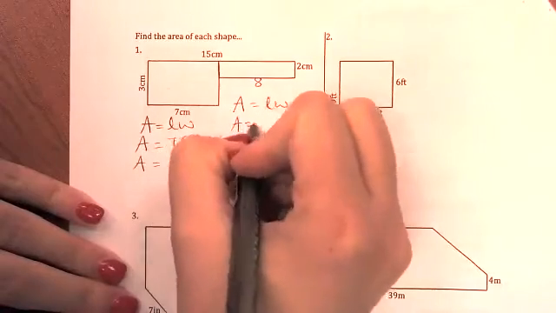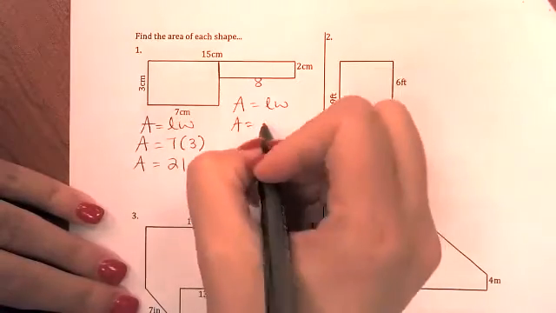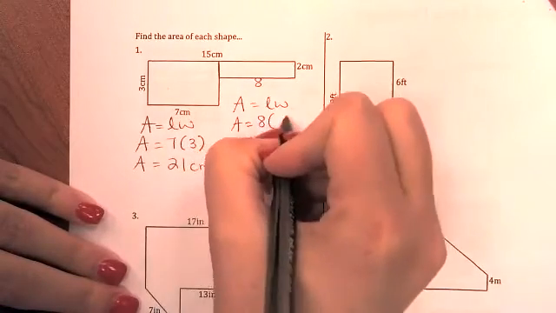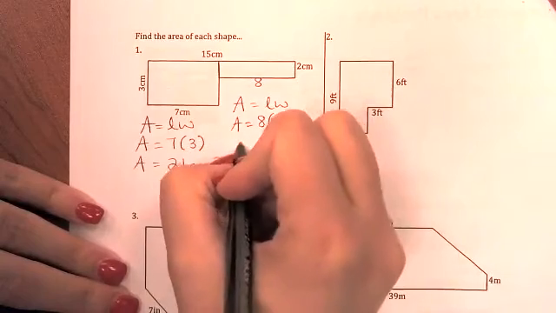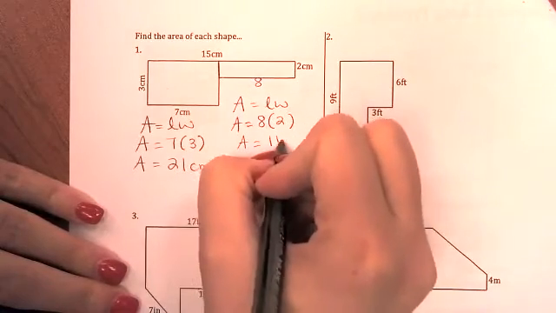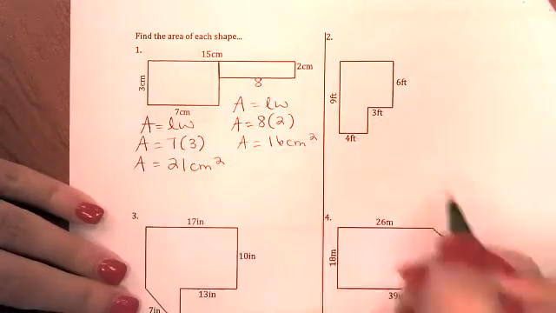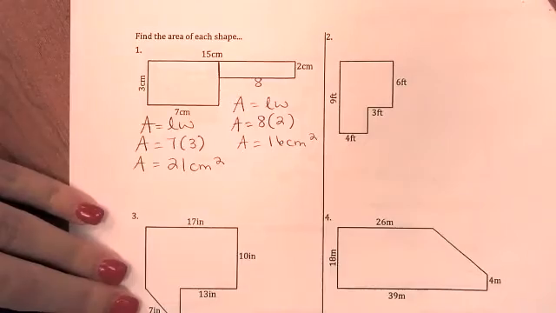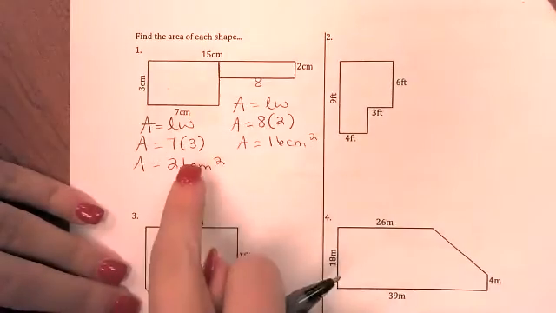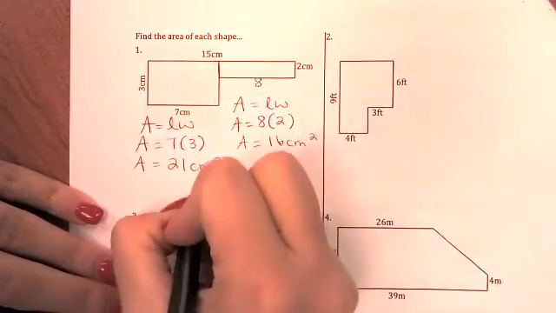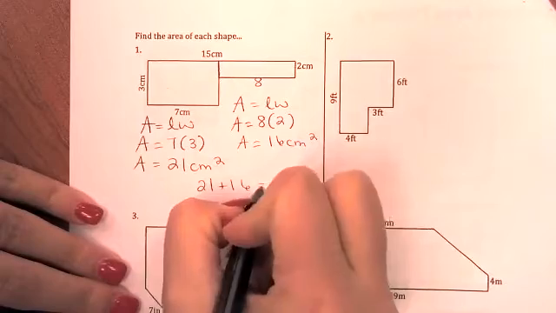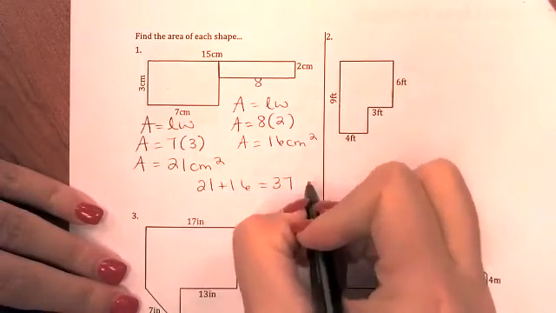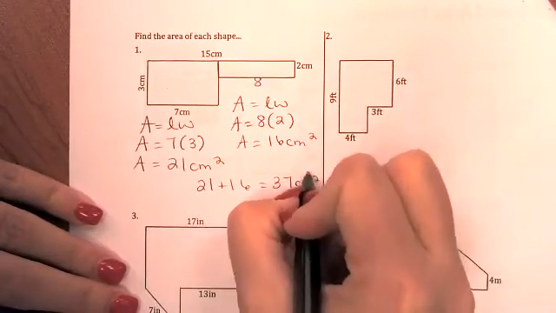Here we go. Solving for the area of this rectangle. The length is 8. The width is 2. And 8 times 2 is 16. So the area of the total figure will be 21 plus 16, which equals 37 square centimeters.